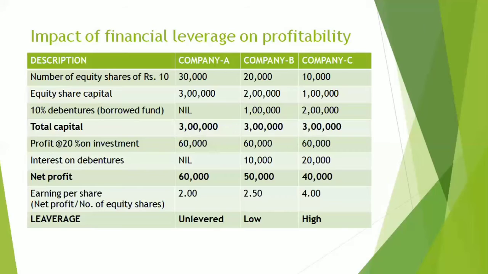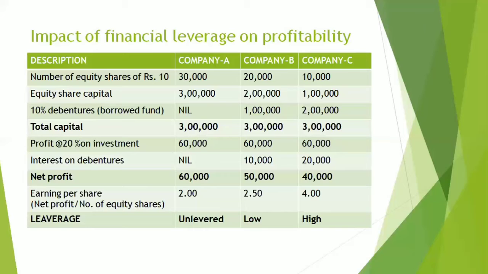Now, let us see its effect on earning per share. That means we are now understanding financial leverage on profitability. Suppose profit is 20% on investment. So their capital investment is 3 lakh, 3 lakh, 3 lakh. So 20% of 3 lakh is 60,000, 60,000, 60,000.